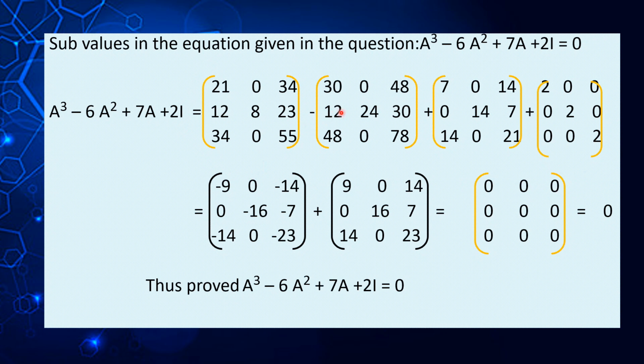First do subtracting these two, we would get minus 9, 0, minus 14, 0, minus 16, minus 7, 14, 0, minus 23, and adding these two we would get 9, 0, 14, 0, 16, 7, 14, 0, 23. Now we add these two, we would get an equation in which every element is equal to 0. So we would consider it as 0. Thus, this equation is proved.